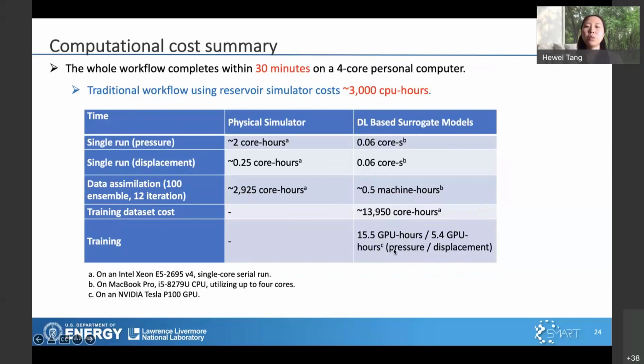This speed up does need some previous computational cost. We need to build training data sets, which costs some time, and we also need some GPU time to train the model. But this is all previous work and not counted inside the workflow computational time. So the whole workflow can run fairly quickly.